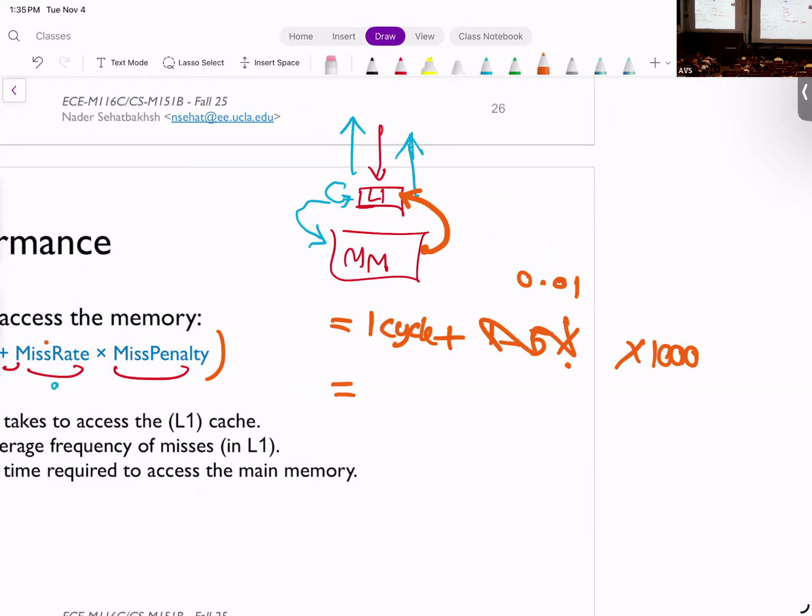you will have something like 1 plus, this would be 10, right? So 11 cycles would be your average access time. So even if you have only a 1% miss rate with a memory that is 1,000 cycles slow versus 1 cycle, you're going to have 11 cycles. On average, the average access time of this memory is 11 cycles.